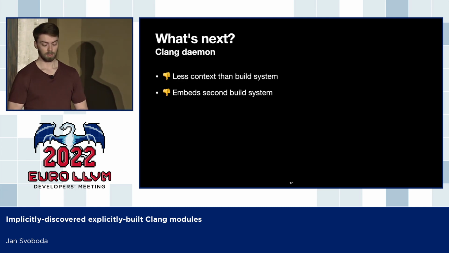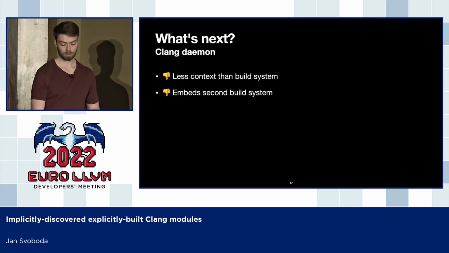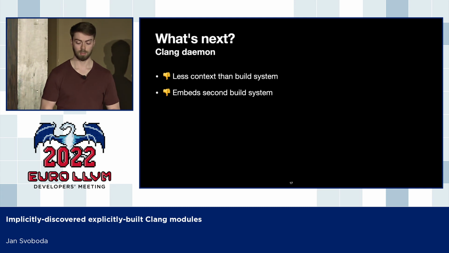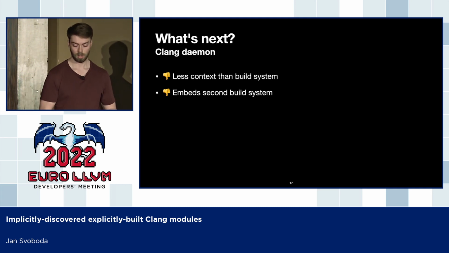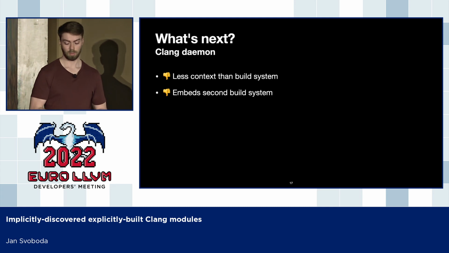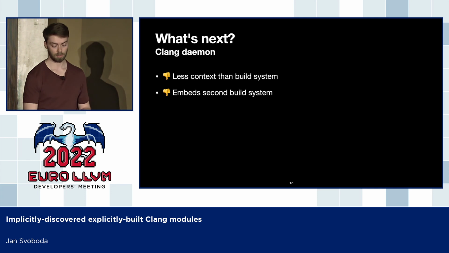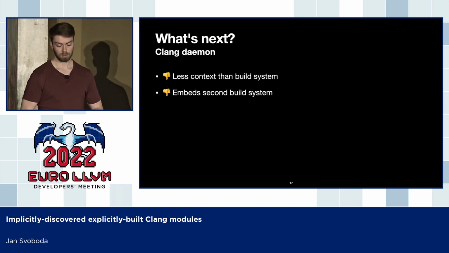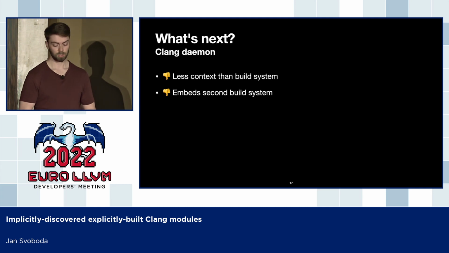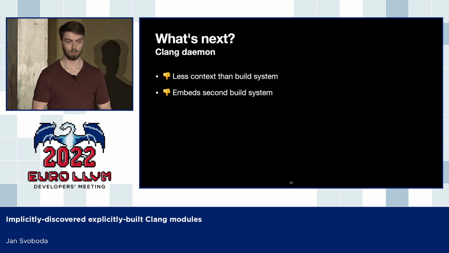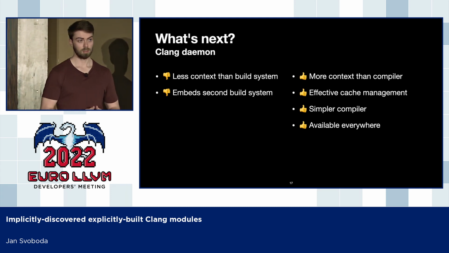Compared to proper build system integration, this setup has some clear drawbacks. It has less context than the build system, since it learns about the translation units on the fly during compilation. Compare that with the build system integration that can learn the whole dependency graph before actually compiling anything. And the daemon still needs to embed what's essentially a second build system with its own scheduling, handling of incremental builds, and so on. But we believe it gives us some nice wins.